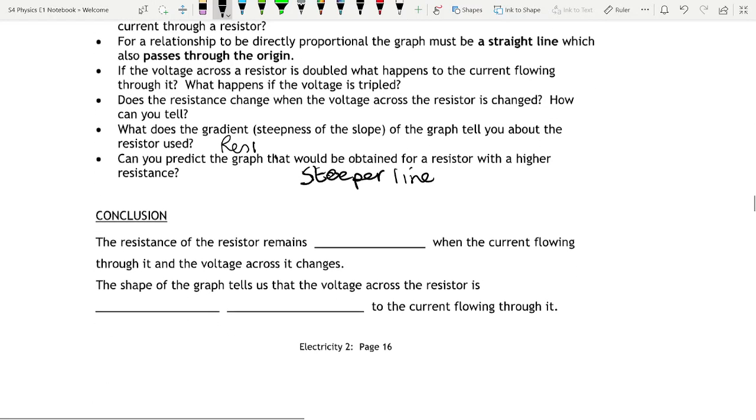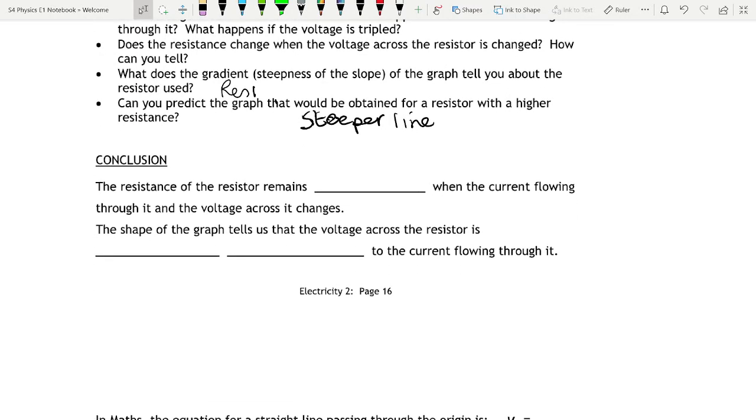Right, so in conclusion, the resistance of the resistor remains, Jamie? Consistent, yeah, or constant?